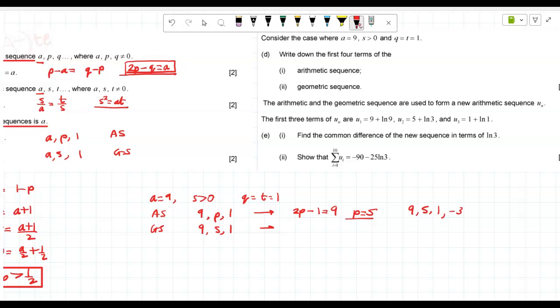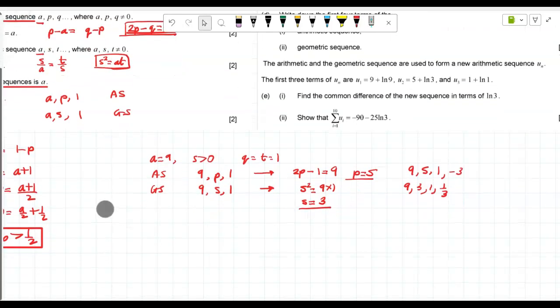Okay. And what will happen for this? So you have your S squared is equal to A times T. So S squared is equal to 9. So S is equal to positive or negative 3, but because S is greater than 0, it has to be positive 3. Correct. So what will this be? 9, 3, 1, 1 over 3. Because the ratio is 1 over 3.